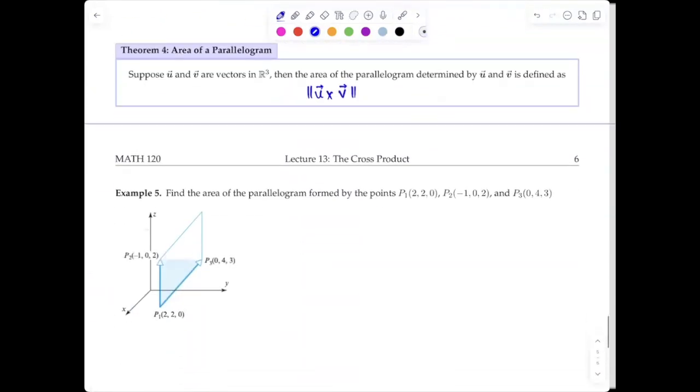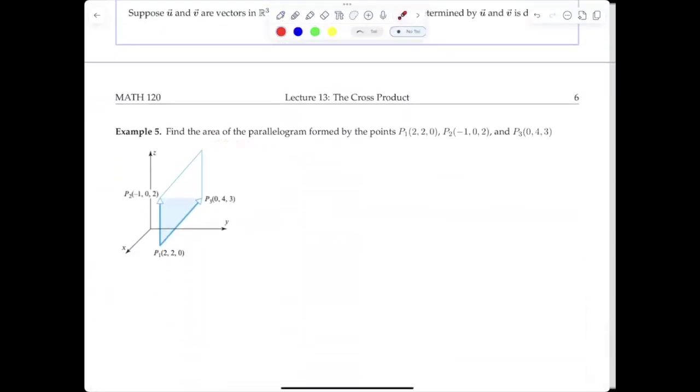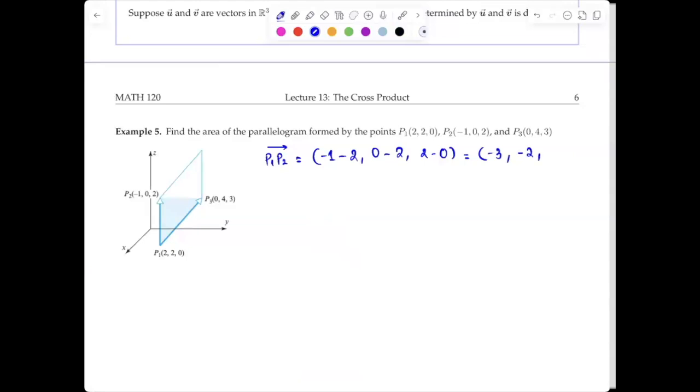Now consider the following example. I would like to find the area of the parallelogram formed by the points P1, P2, and P3. This is the parallelogram that we are considering right now, and the sides of the parallelogram are formed by the two vectors, the vector P1P2 and the vector P1P3. So I could first calculate the two vectors. For P1P2, P1 is the initial point, P2 is the terminal point. So you get -1 minus 2, 0 minus 2, 2 minus 0. This gives me -3, -2, 2.